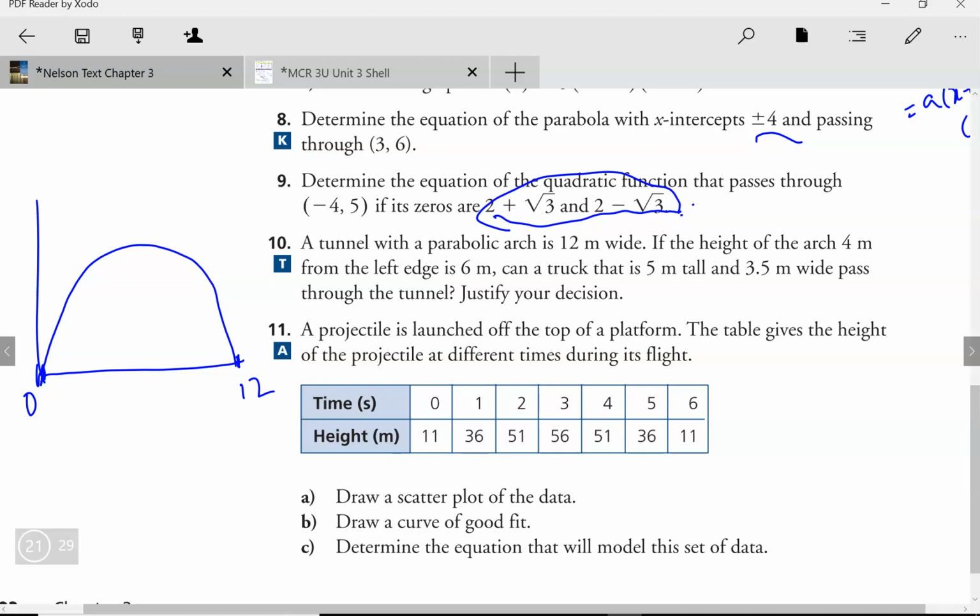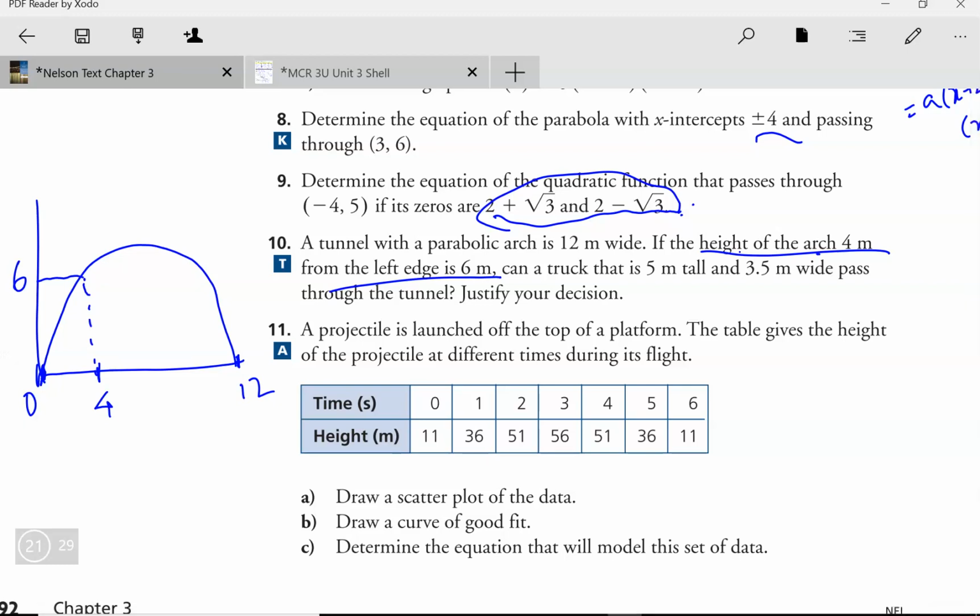And the height of the arch 4 meters from the left edge. Be careful about the English here. Height of the arch, 4 meters from the left edge. So this is the left edge, 4 meters from the left edge, the height is 6 meters. Can a truck that is 5 meters tall and 3.5 meters wide pass through the tunnel? Justify your decision.